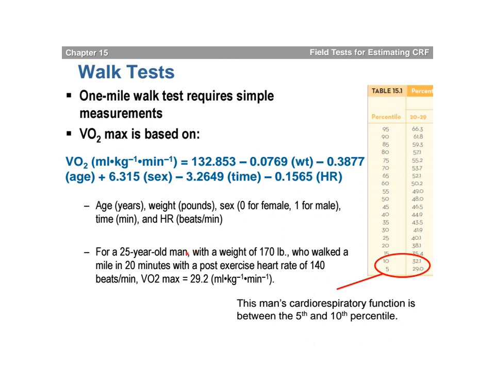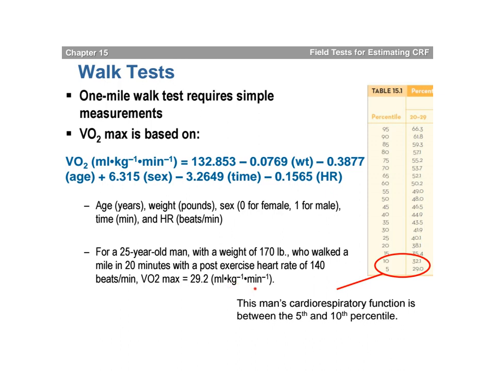So, for example, for a 25-year-old man with a weight of 170 pounds who walked a mile in 20 minutes and had a post-exercise heart rate of 140 beats per minute, if you plug all those numbers in, we get a VO2 max of 29.2 milliliters of oxygen per kilogram per minute.